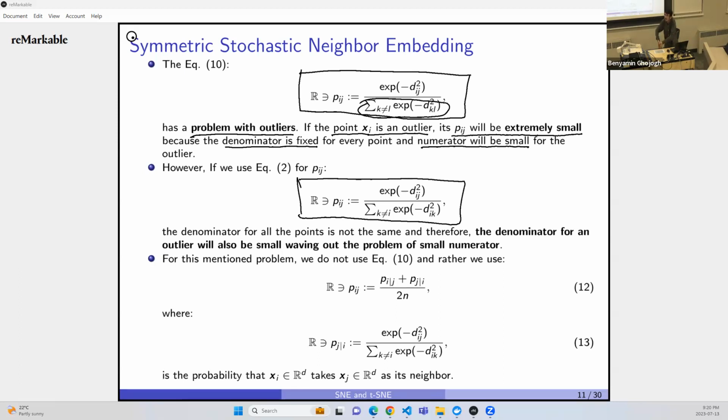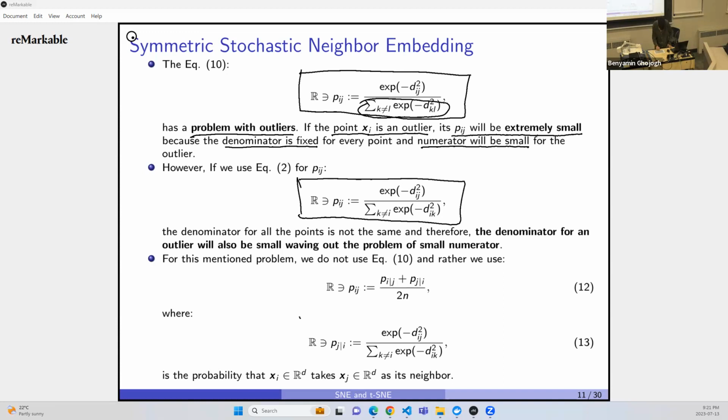Then the denominator would be small, the numerator would be small, so the whole fraction wouldn't become very small. However, in the symmetric SNE, we have a problem with outliers. It becomes too small. When I say too small, it means that in the computer it rounds to 0. Okay, so they propose another idea.